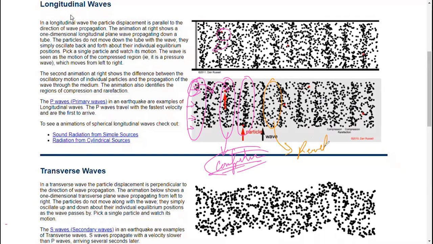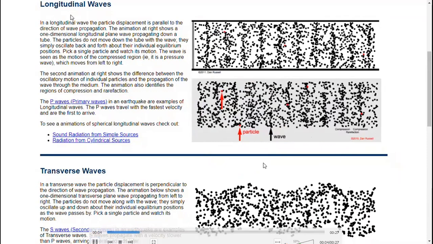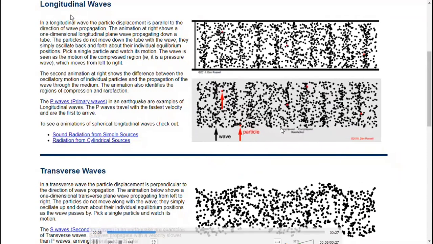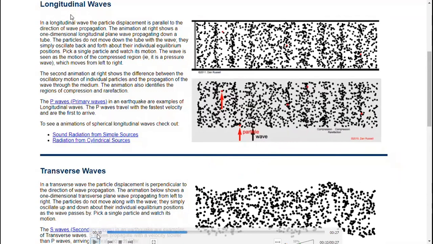So compression and rarefaction are the two basic components because of which the sound is going to travel from one end to another end. So that it shows in this particular formation. And when we are talking about the longitudinal wave, that is the wave by which the sound is transmitted.